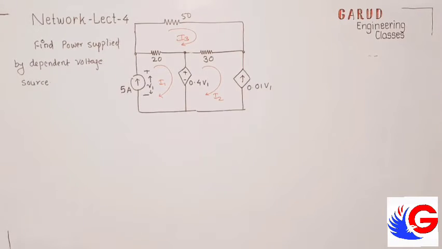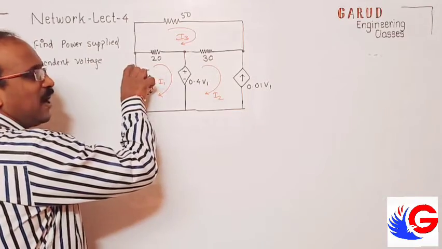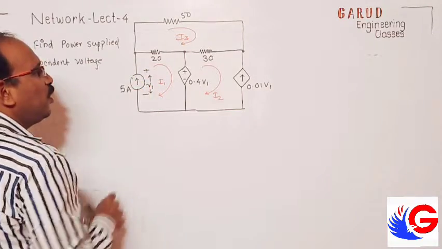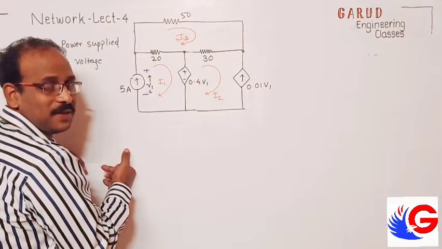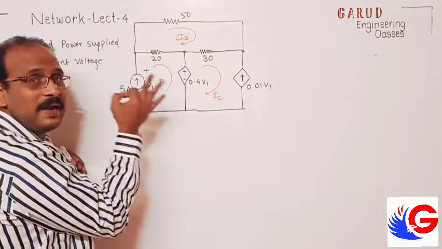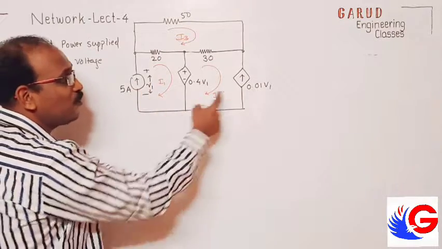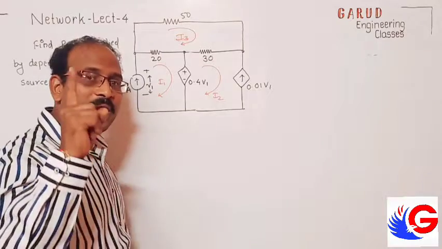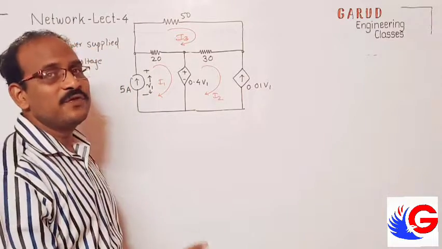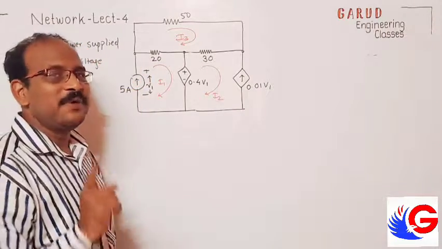So actually we cannot directly express the V1 here. This V1, I cannot say I1 into something drop. Or for this side, it is also not direct, there is a dependent source. So V1 cannot be directly expressed. But one important thing about this, there are two current sources. So the problem is very simple. We have to write only one KVL equation. So the problem is very simple, but calculating V1 is not that easy.